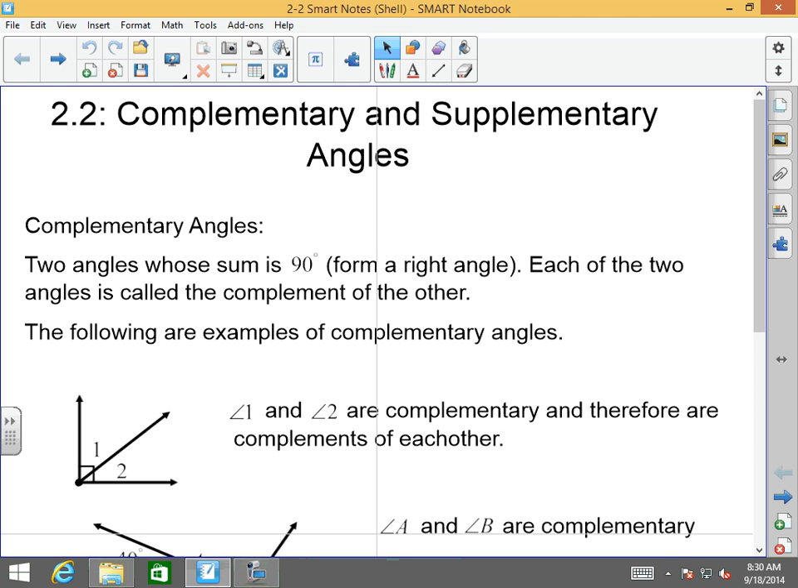Welcome back to Mr. Morrow's geometry class. Today we're going to be talking about complementary and supplementary angles. Very, very, very important concept. So let's just jump right into it.